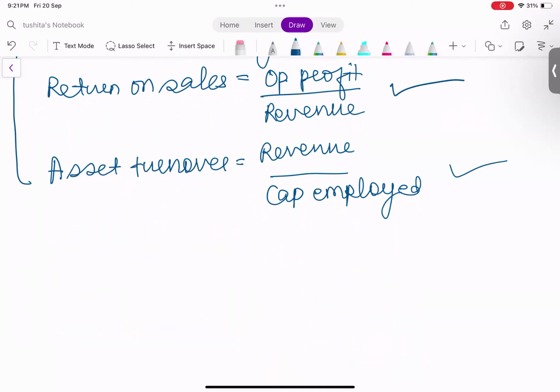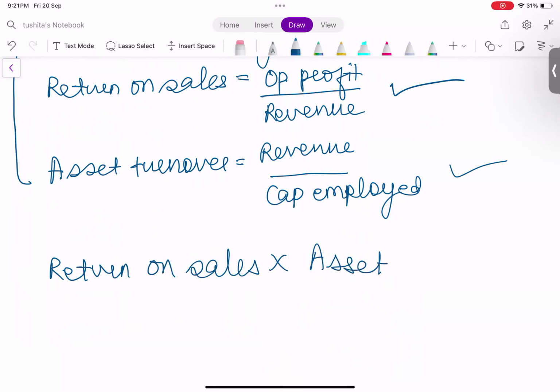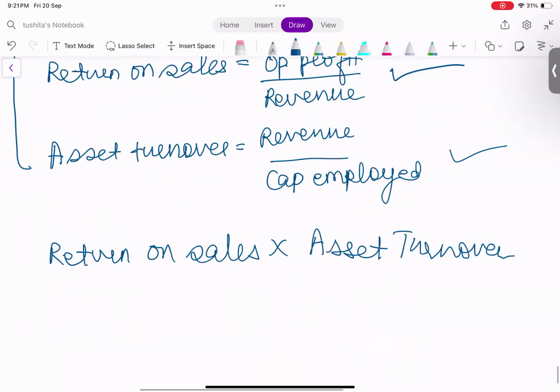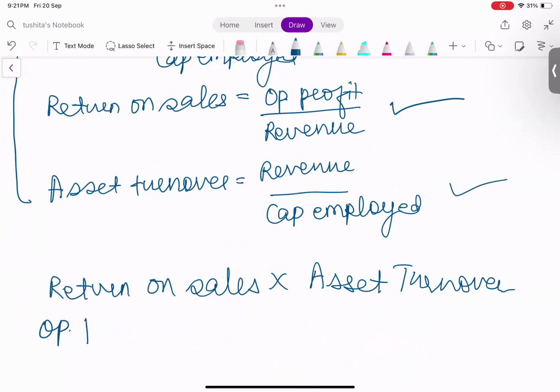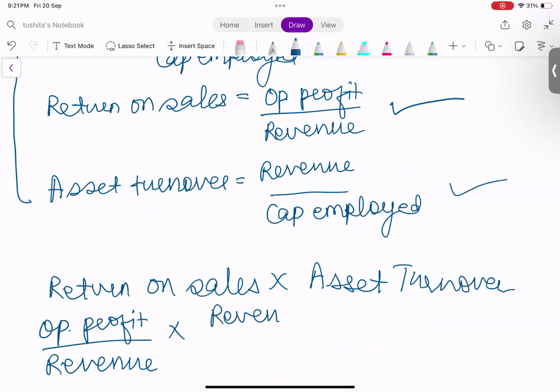Now, let's multiply return on sales with asset turnover to find out what the relationship actually is. The formula for return on sales is operating profit divided by revenue. Then you talk about asset turnover, where there's revenue in the numerator and capital employed in the denominator.